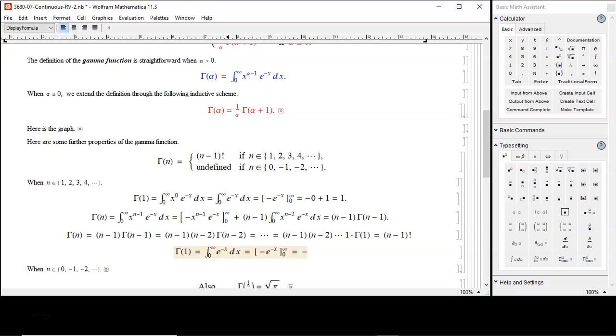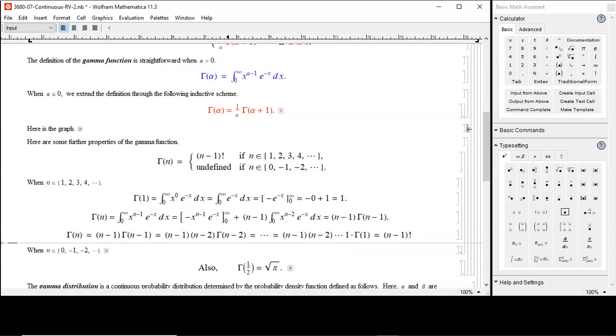And plug in infinity. That's 0, and minus minus plus e to the 0 power. And that's 1, so we get 0 plus 1, that's 1. And this is 1. So in the end, what do you get? Gamma of n is n minus 1 factorial.